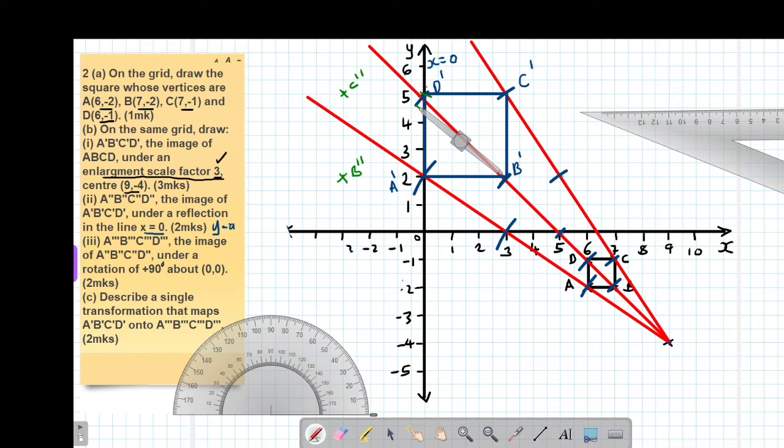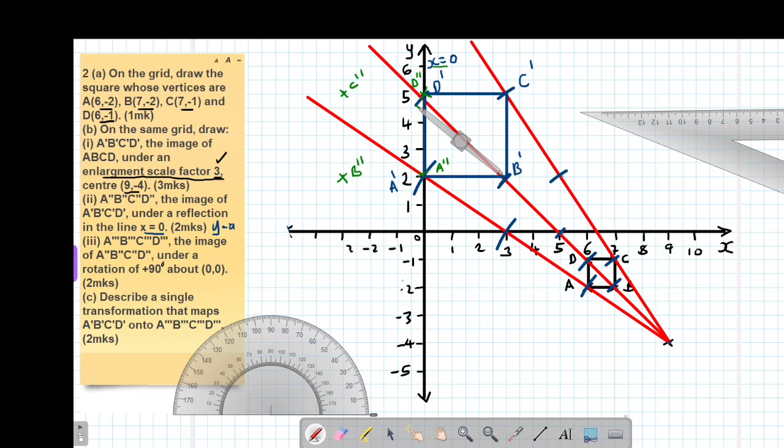So at this point, we are also going to have what we call D prime prime, because the point is on the mirror line, therefore there won't be any movement. Similarly, our A prime prime will still be at this particular point, because the point is on the mirror line, that is the line x equals 0 or the y-axis.